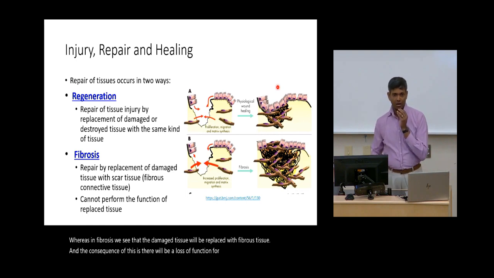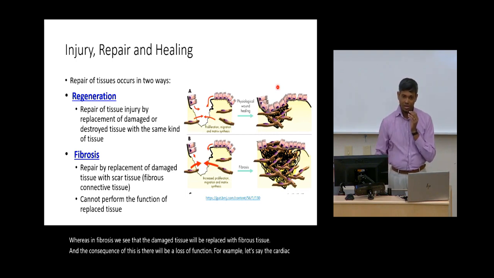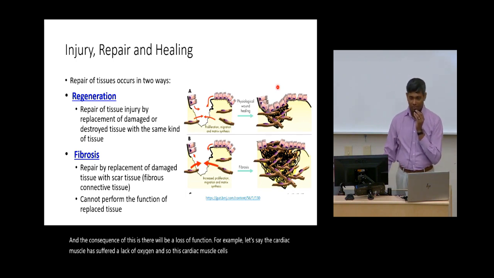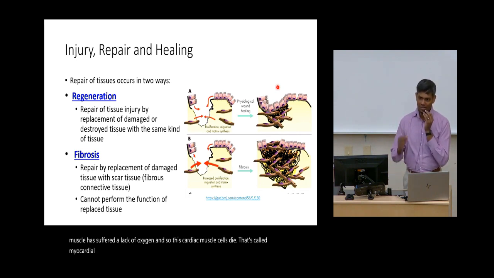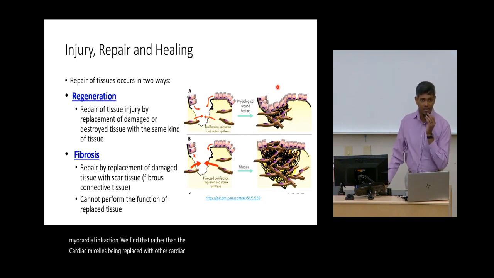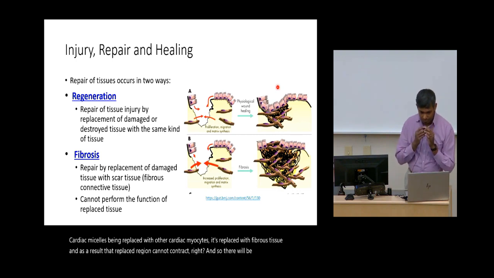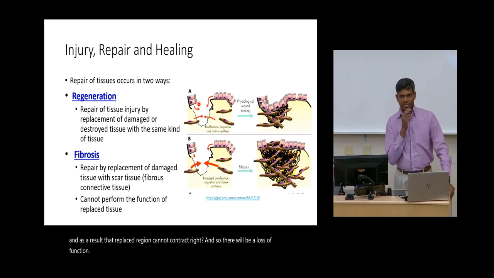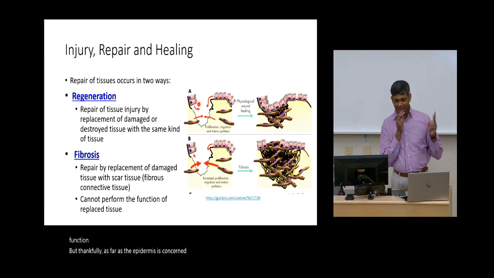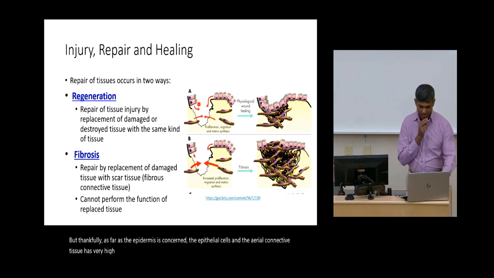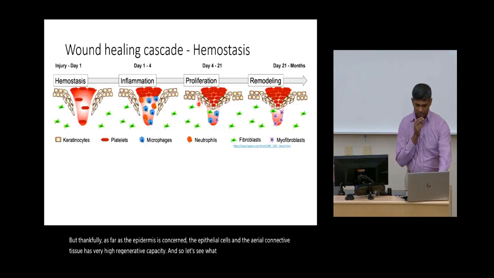For example, let's say the cardiac muscle has suffered a lack of oxygen, and so the cardiac muscle cells die. That's called myocardial infarction. Rather than the dead cardiac myocytes being replaced with other cardiac myocytes, they're replaced with fibrous tissue, and as a result, that replaced region cannot contract, right? And so there will be a loss of function. But thankfully, as far as the epidermis is concerned, the epithelial cells and the areolar connective tissue have a very high regenerative capacity, right? And so let's see what the various steps involved in wound healing are.